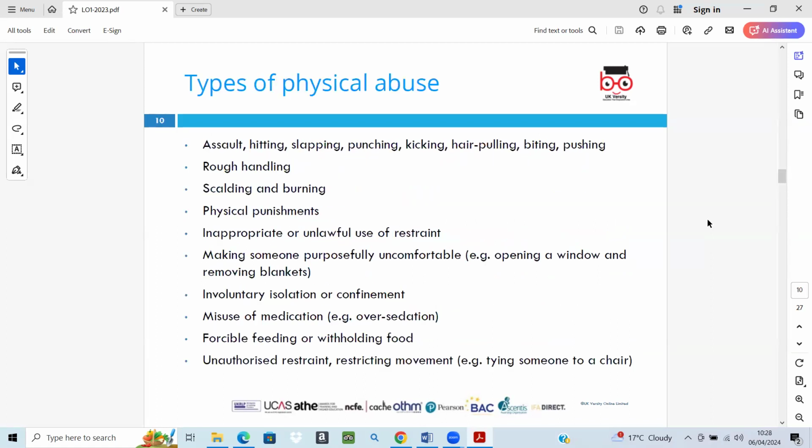Then we have the types of physical abuse. As I discussed before, I only mentioned a few of them. Here we have a list of types of physical abuse, which involve assaulting, hitting, slapping, punching, kicking, hair pulling, biting, pushing. So these are related to the types of physical abuse.